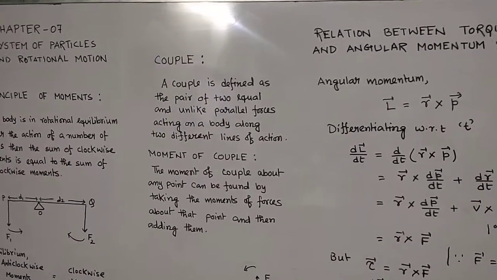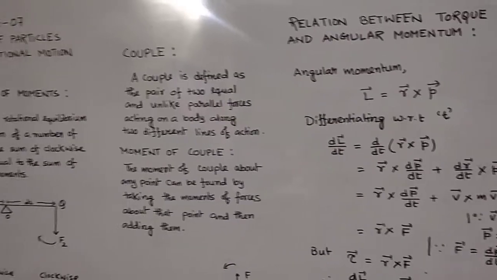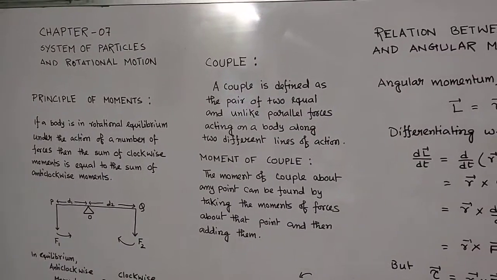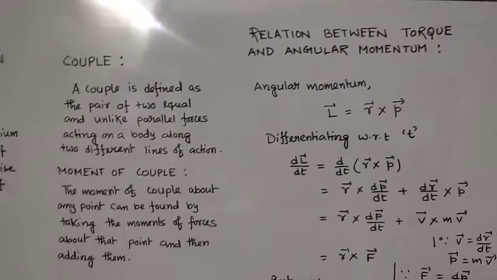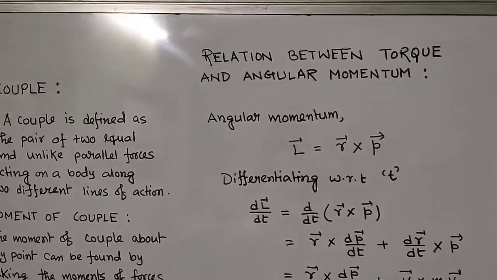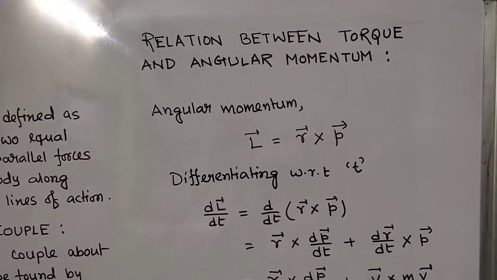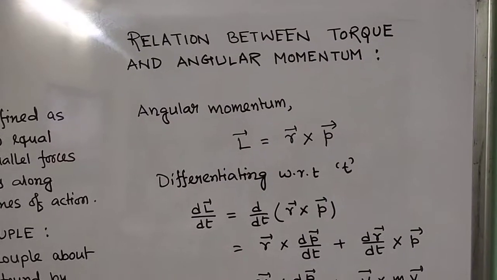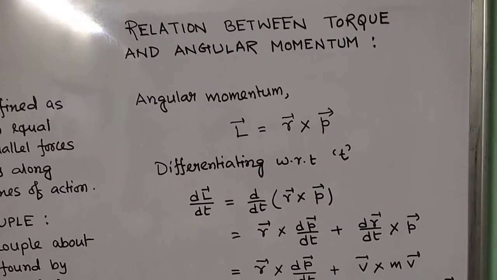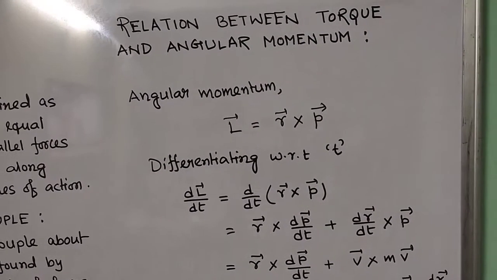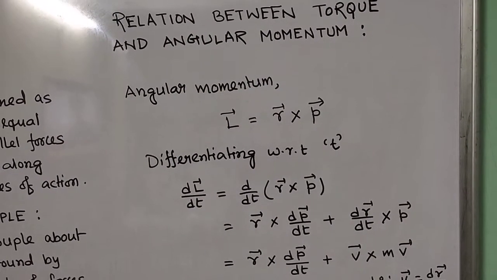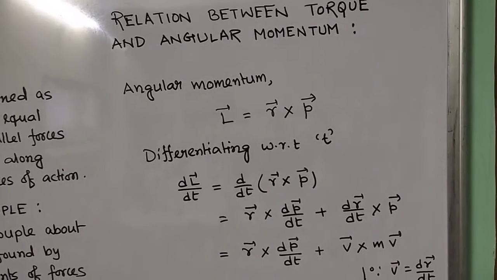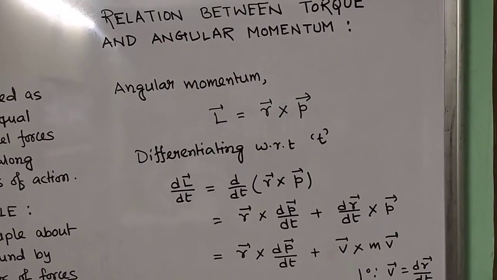Good morning, students. Today we are going to discuss some more topics from chapter 7, System of Particles and Rotational Motion. The topic which we are going to discuss today is the relation between torque and angular momentum. Torque and angular momentum we have already discussed in our previous class. Now angular momentum is the cross product of r vector cross p vector. r vector is the position vector and p vector is the linear momentum.